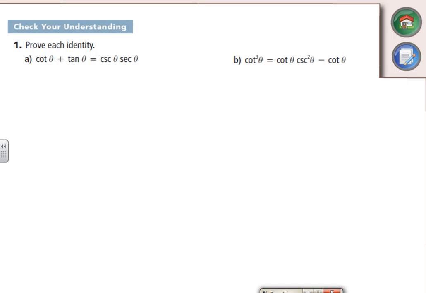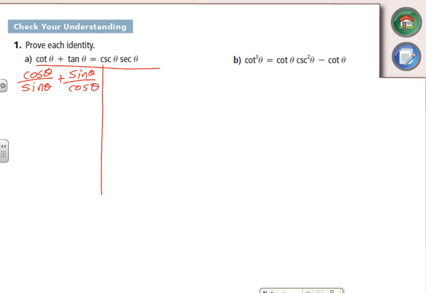All right, let's start working through with these. Proving again. So we'll use our left side and right side. Go to sine and cosine all the way through with these. Cotangent, that's cosine over sine. Tangent, that's sine over cosine. Let's get a common denominator. So the common denominator that we're going to have is sine cos. I need to multiply this fraction by cos over cos. I need to multiply this one by sine over sine.